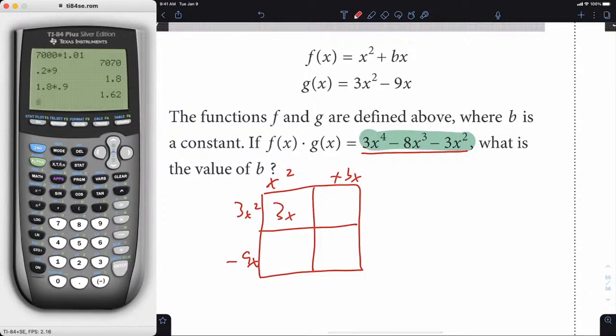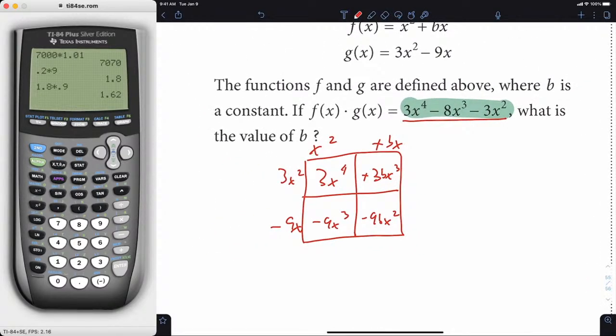Alright, so this is going to be 3x to the 4th, I agree. And then minus 9x cubed plus 3bx cubed, and then minus 9bx squared. I'm just setting up an area model here. Okay, what is the value of b?